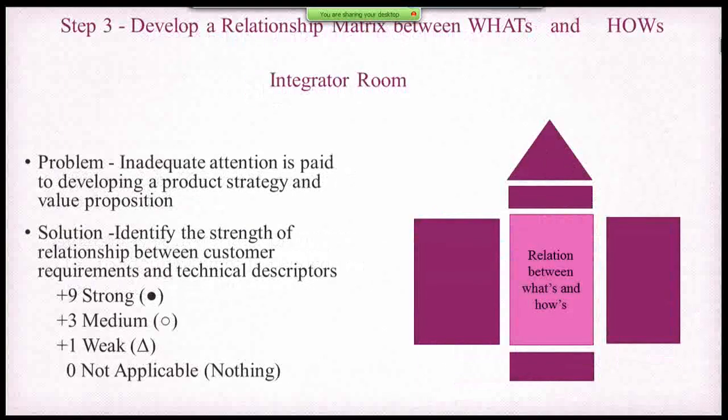The third room in the house of quality is the integrator room. What we do in the integrator room is map each of the customer requirements with the technical specifications to get the relationship. Suppose there is a customer requirement 1 in the wants room and technical requirement 1 in the hows room. If there is a strong relationship, it is marked by a filled circle. If it is a weak relation, by a triangle, and if there is a medium relationship, it is just marked by a circle.